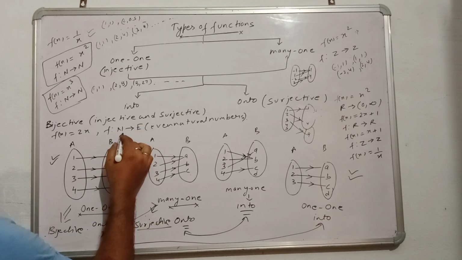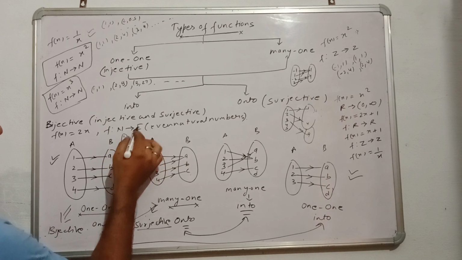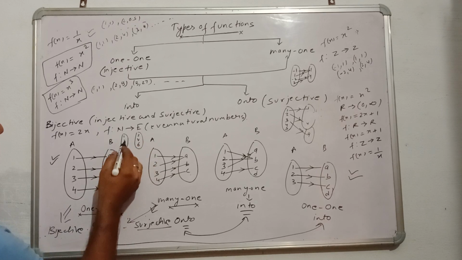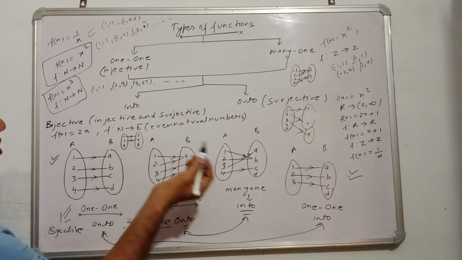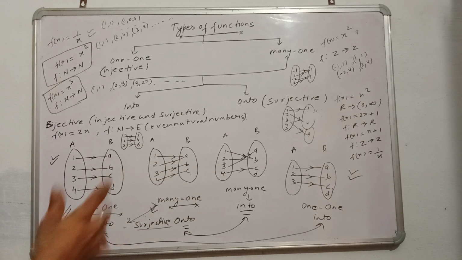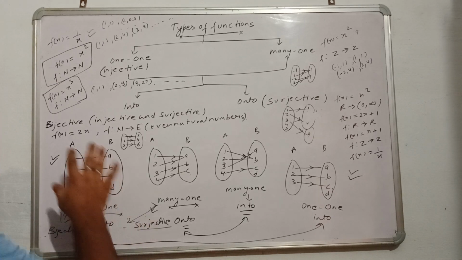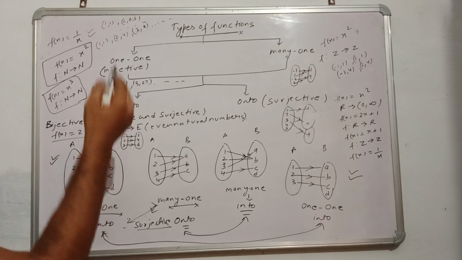See, if you make it like this, suppose 1, 2, 3 you have taken, and the even numbers you have to take, suppose 2, 4, 6. So at 1 you will get 2, at 2 you will get 4, at 3 you will get 6. See? So every element is mapping. That's why it is called bijective.